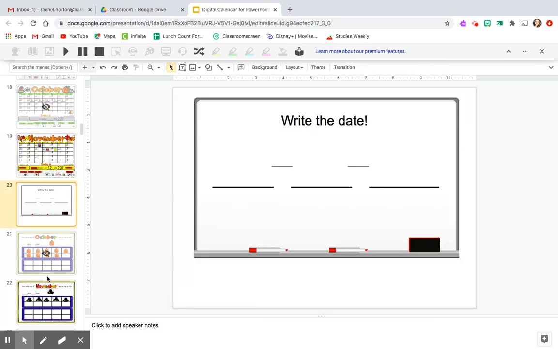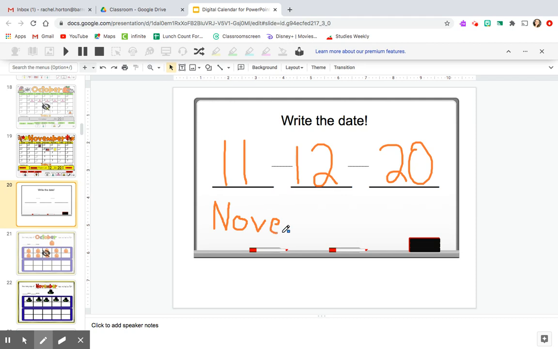Okay, now let's write this. November is the 11th month. We are on the 12th day of November, and the year is 2020. Now let's spell out November. We start with a capital N, and then O, V, E, M, B, E, R. November.